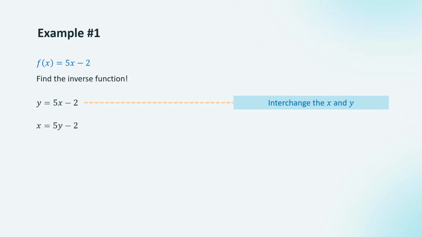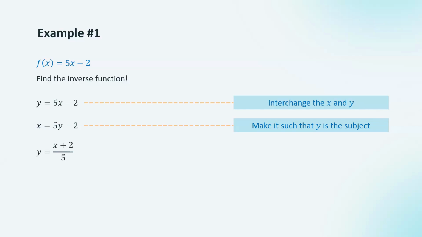The next step, guys, we have to make it such that the y is the subject. Basically meaning we make the y on one side and x on the other side. So we can try to make it such that the y is on the left side, let's say. It's going to be like this. We do a little bit of algebra and we know that y is equal to (x plus 2) over 5. Therefore, we know that the inverse function is y equals (x plus 2) over 5.